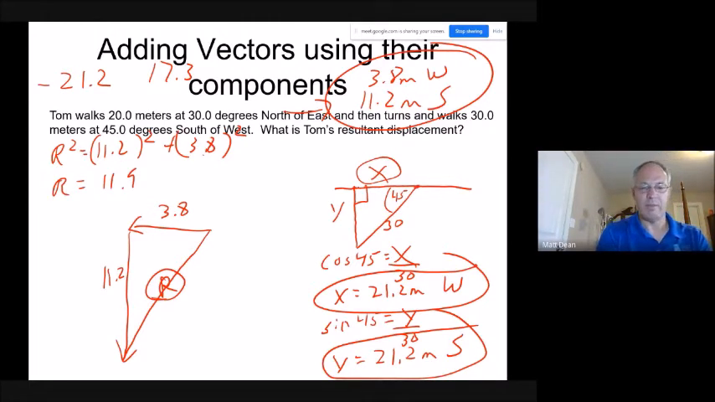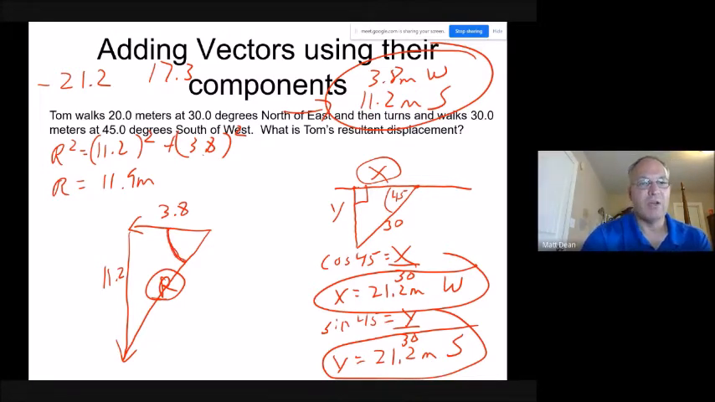Now, what you've got to remember is that that's just part of the answer. That's the magnitude part. This is a vector. We have to find a direction. And remember, the direction that we want to find is the angle between our resultant and the horizontal, which would be right here.